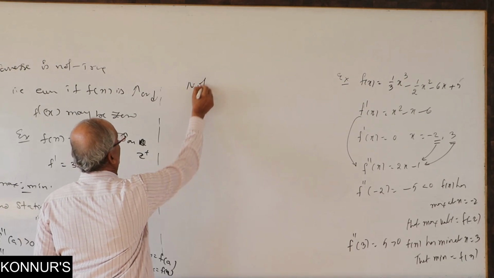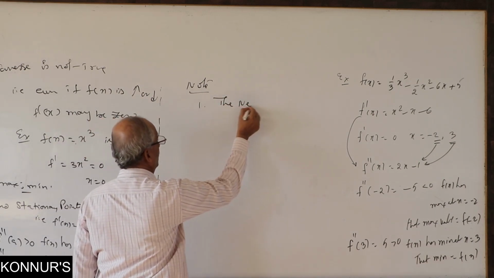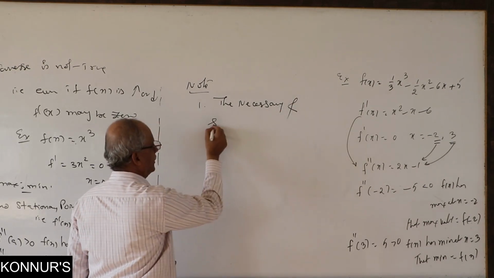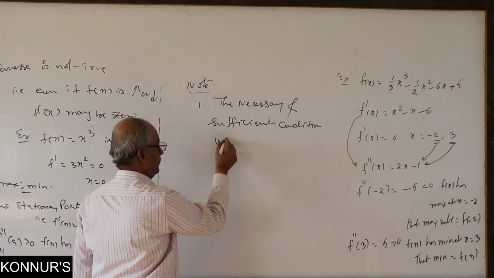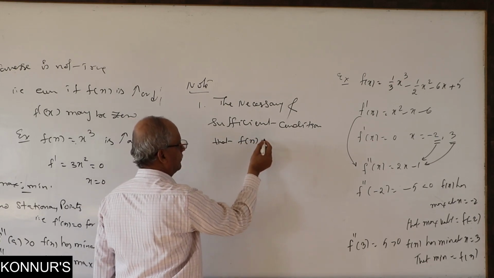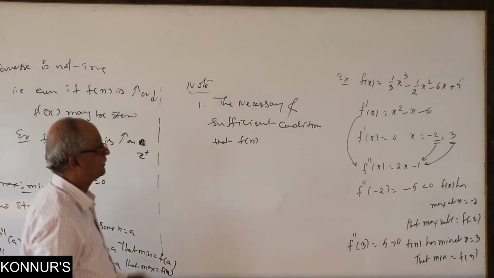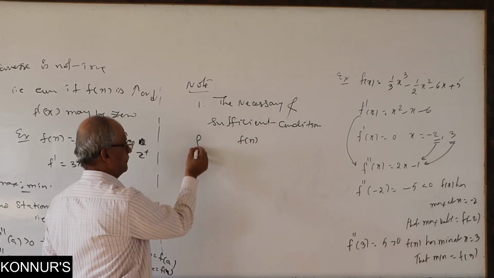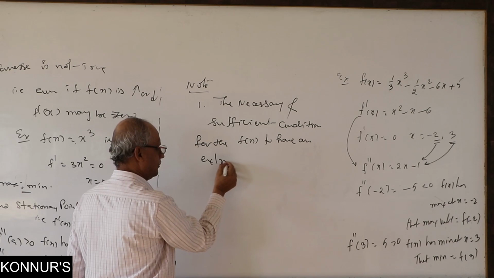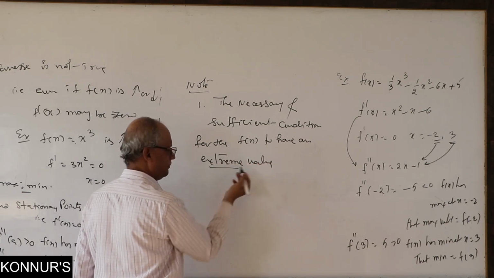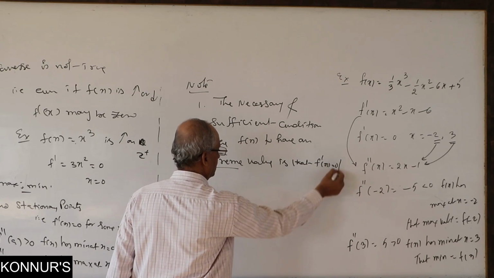First property. The necessary and sufficient condition for the function f of x to have, in general, an extreme value, meaning either a minimum or a maximum, we don't know, is that f dash x is 0. Very compulsory.